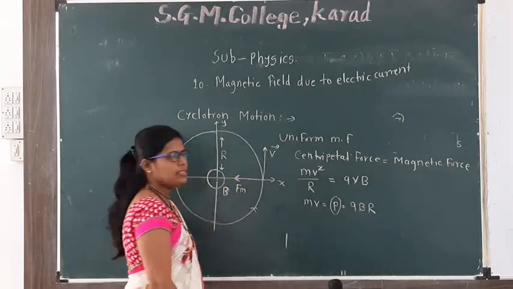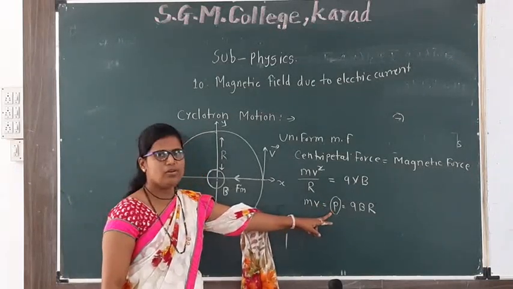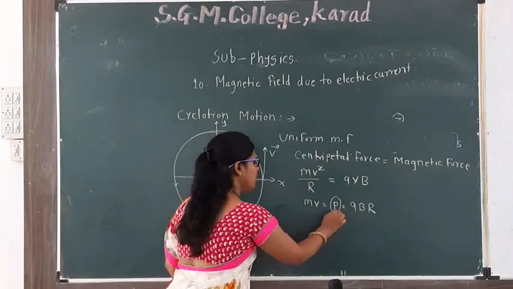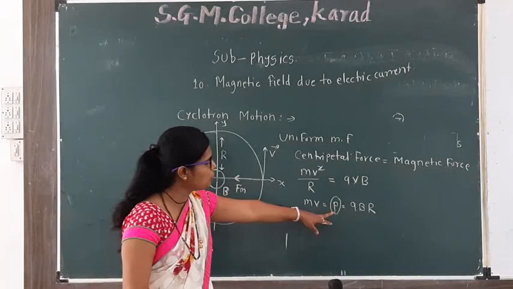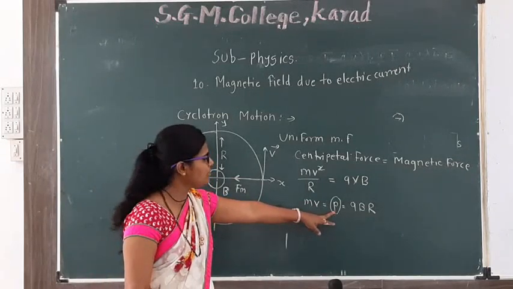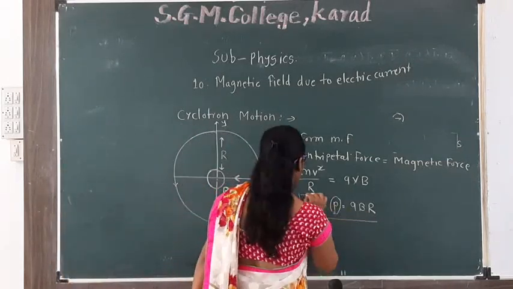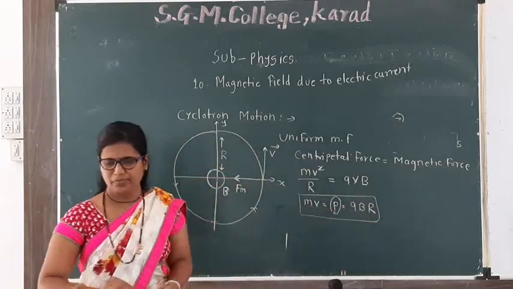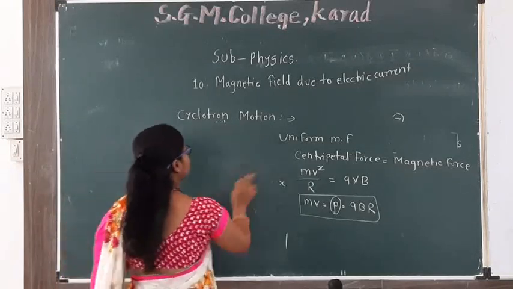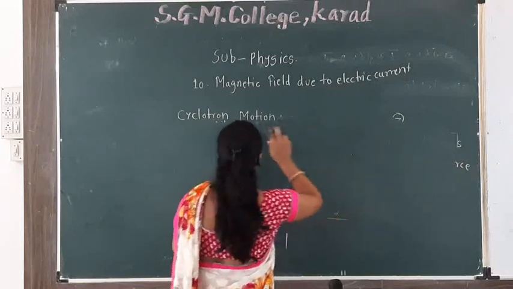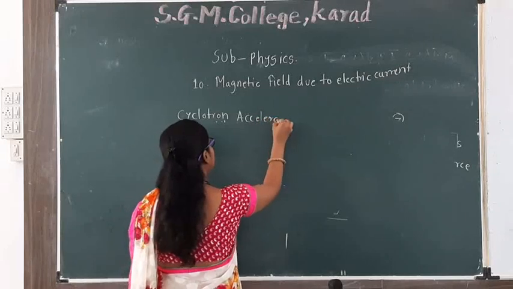Now p represents the cyclotron formula. This cyclotron formula is used for a charged particle accelerator, to accelerate the charged particle to high energy. Now the next article is the cyclotron accelerator.